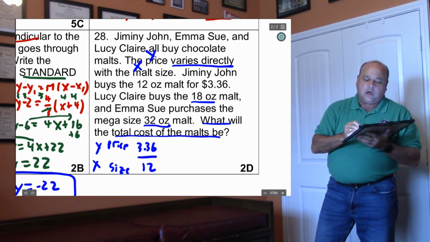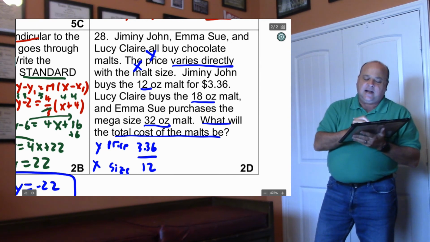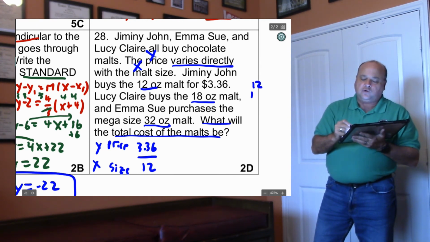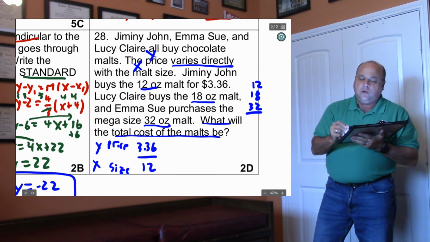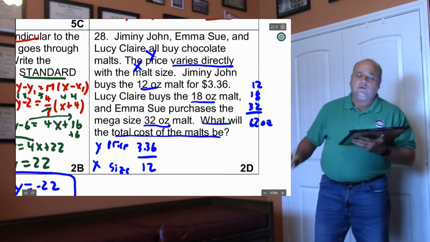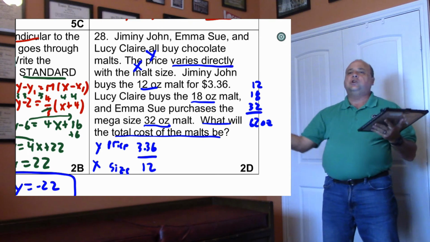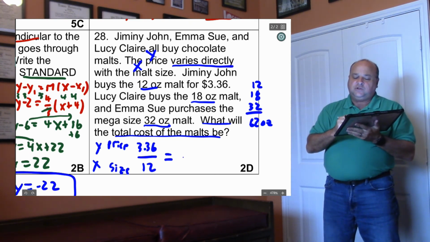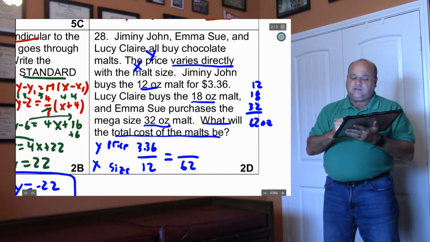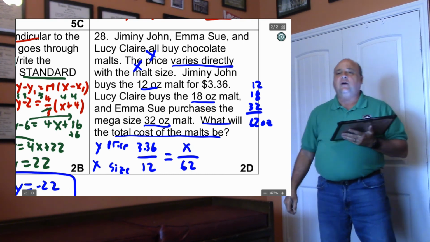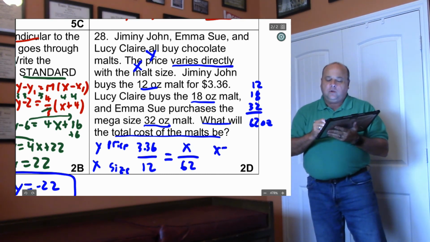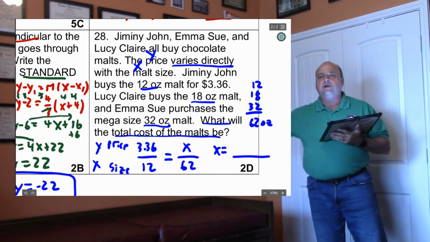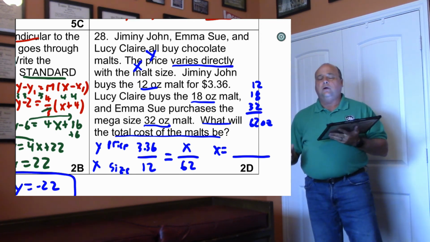What will the total cost of all the malts be? Let's add up all the malt sizes. So 12, 18, and 32, we're going to buy 62 ounces of malt, aren't we? So we want to get the total price of the malts, so we're going to set this equal and put 62 on the bottom, and we're going to solve the proportion. So whatever you get for x when you solve that proportion will be the total cost of the malts.